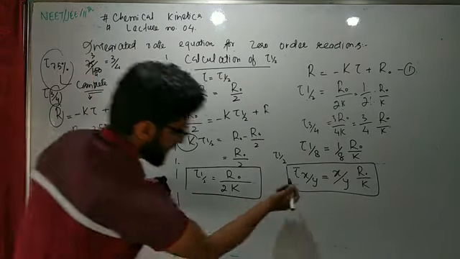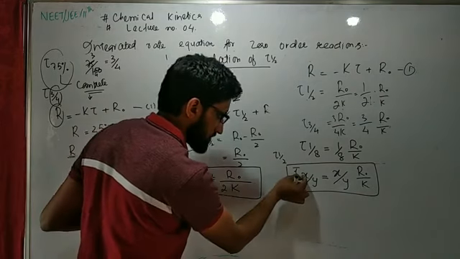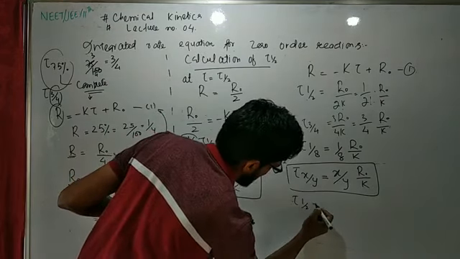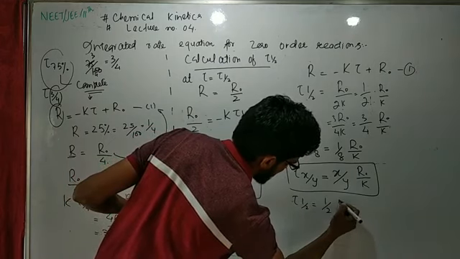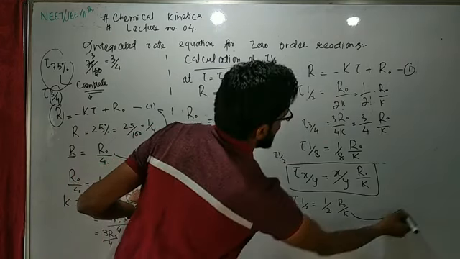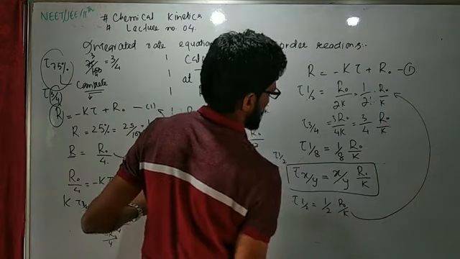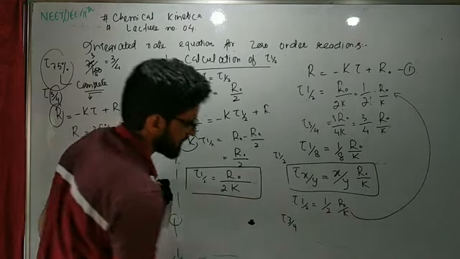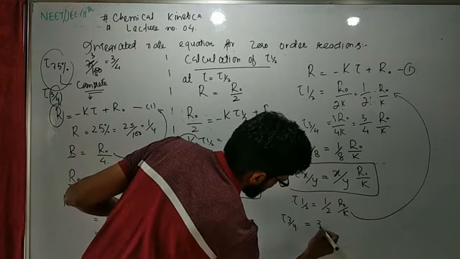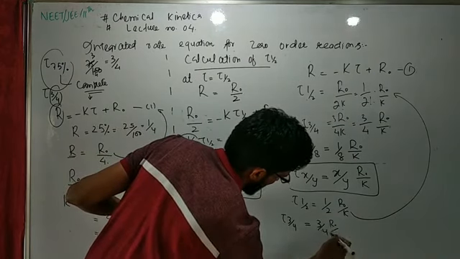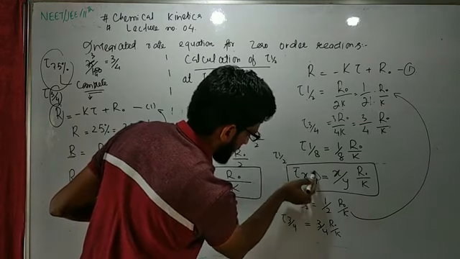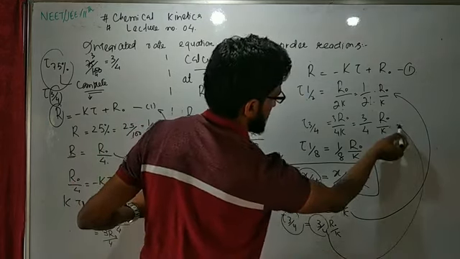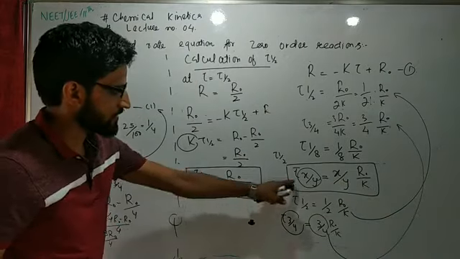For example, if we have T half, the value of x by y will be 1 by 2. T 1 by 2 will be equal to 1 by 2 R naught by K. Similarly, if we have T 3 by 4, that means 75% of the reaction is complete. That will be equal to 3 by 4 R naught by K. Instead of x by y we can write 3 by 4, so that will be 3 by 4 R naught by K. Thus this becomes the general equation for time.